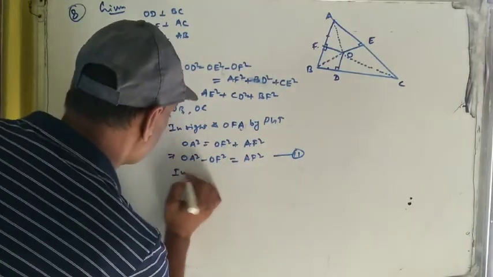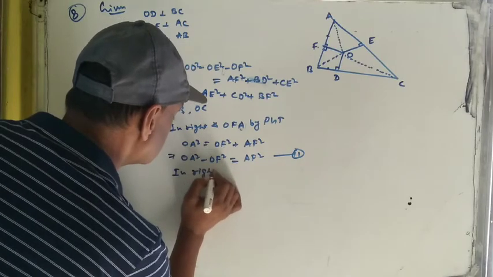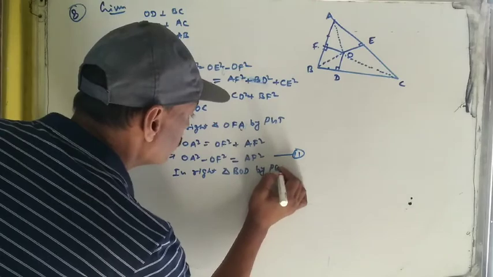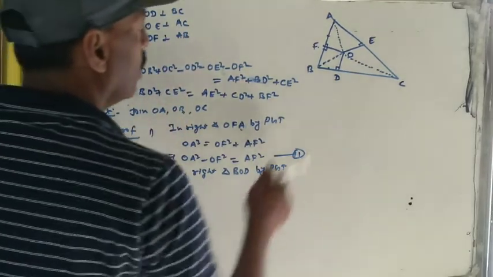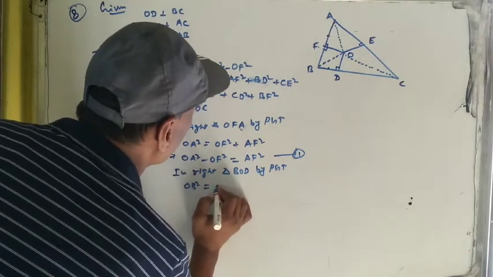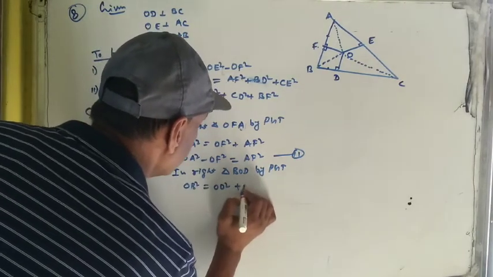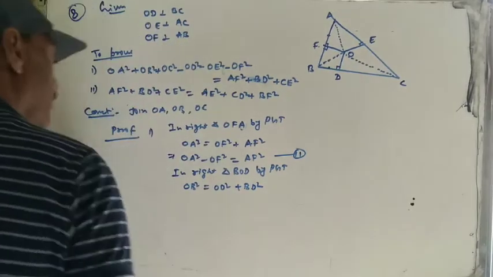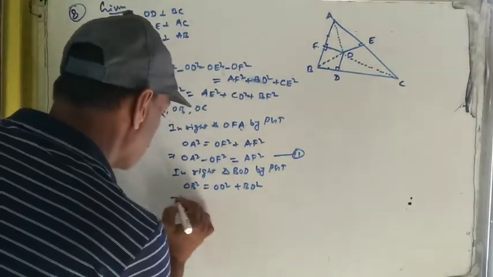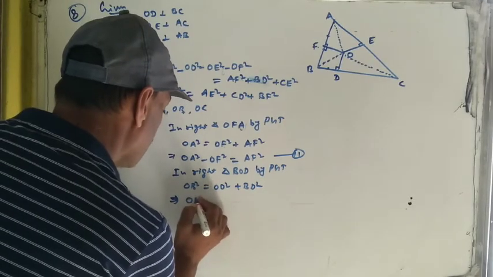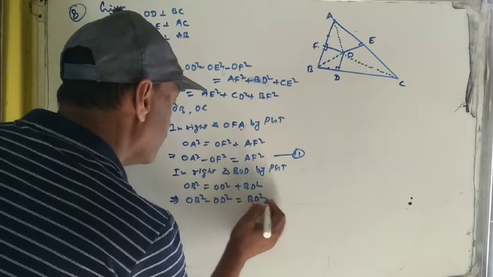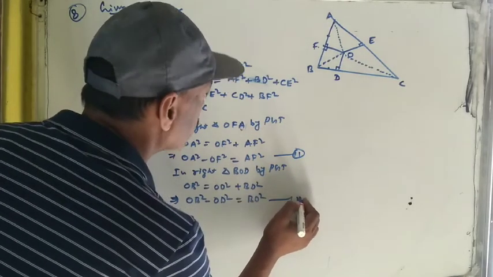In the same process, in right triangle BOD, by Pythagoras theorem we can write OB square equal to OD square plus BD square. And if we have to find the value of BD, OD will be transferred to this side: OB square minus OD square equal BD square. This is equation number 2.